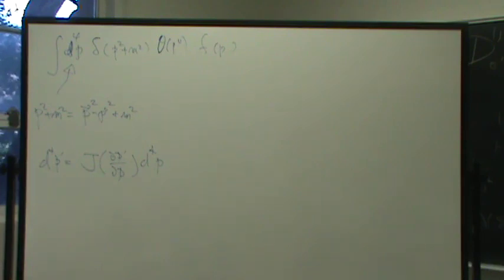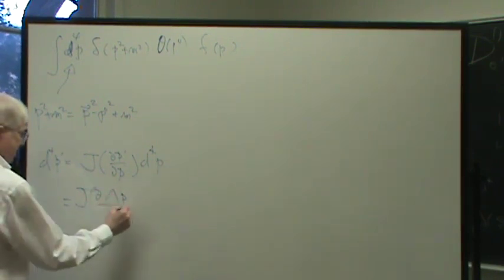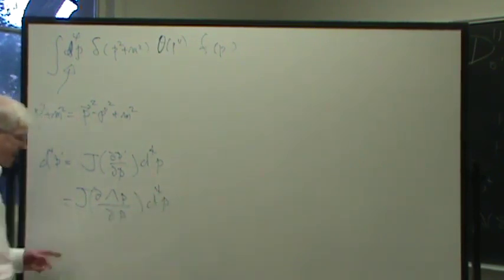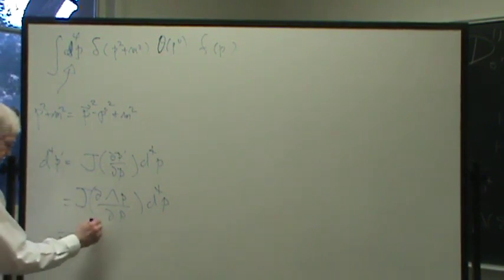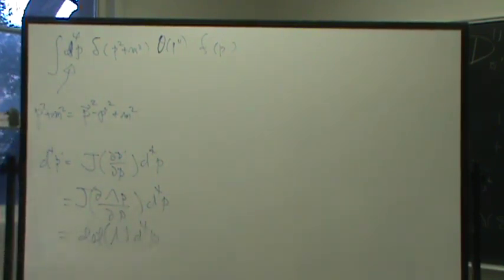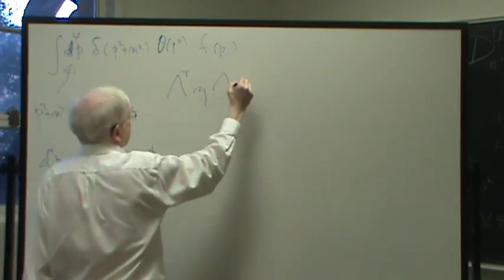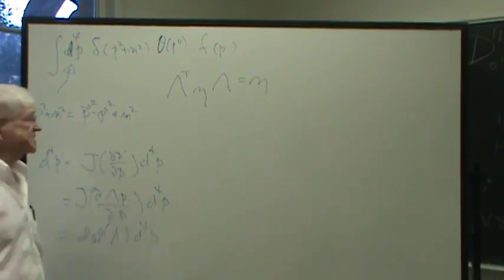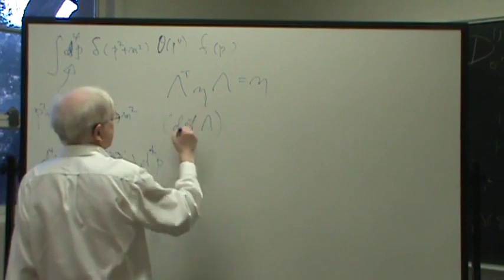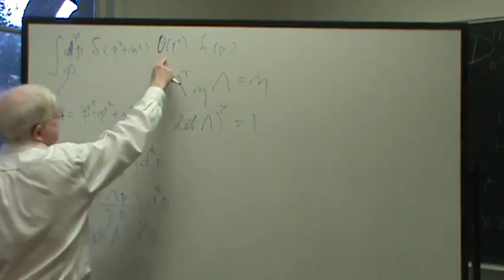P prime, you mean like lambda p? That's right. So this is the Jacobian of the partial of lambda p with respect to p, d4p. But now, what's that? That is just the determinant of lambda. And the determinant of lambda is 1. And the reason for that is that lambdas are defined by lambda transpose eta lambda is eta. So now if you take the determinant of both sides, you get determinant of lambda squared is equal to 1. So the determinant of lambda has to be plus or minus 1. And here we're taking absolute values. So that's why d4p is invariant. This is Lorentz invariant.